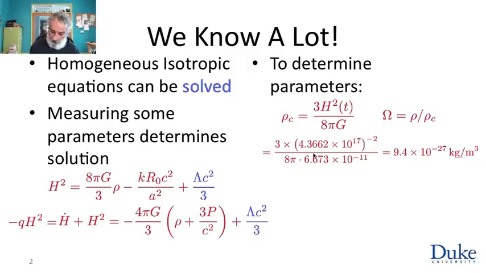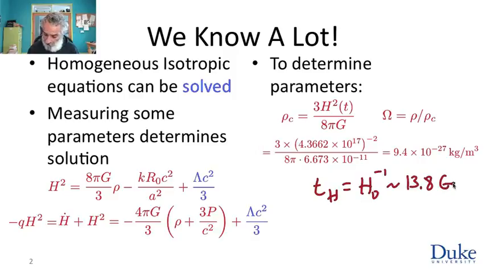This is the Hubble constant in inverse seconds, because I know we discussed that the Hubble time, T Hubble, which is H0 inverse, is measured to be about 13.8 billion years.